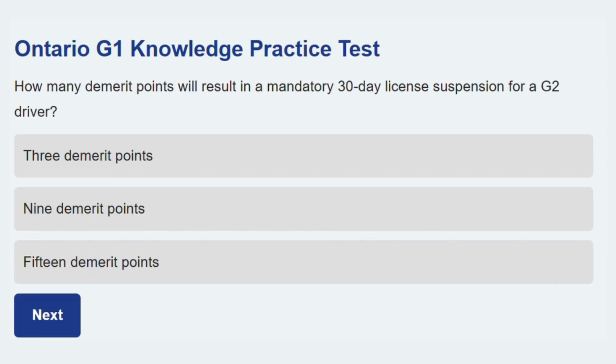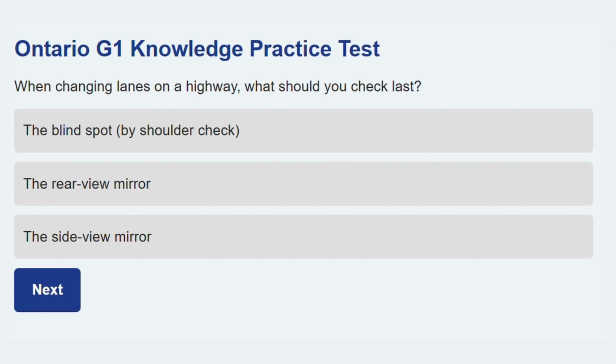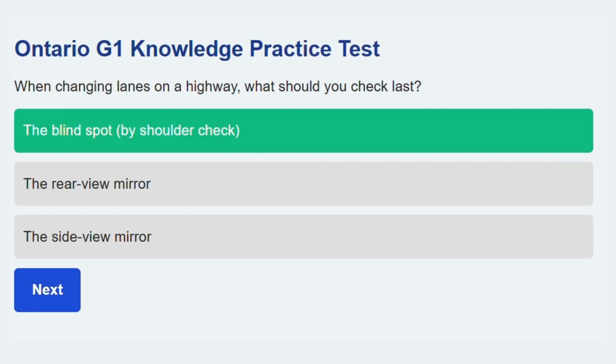Moving on. How many demerit points will result in a mandatory 30-day license suspension for a G2 driver? 9 demerit points. For G1 and G2 drivers, the suspension threshold is lower than for a fully licensed driver, which is 15 points. Time for the next question. When changing lanes on a highway, what should you check last? The blind spot by shoulder check. The final check ensures no vehicle is hidden beside you before you change lanes.